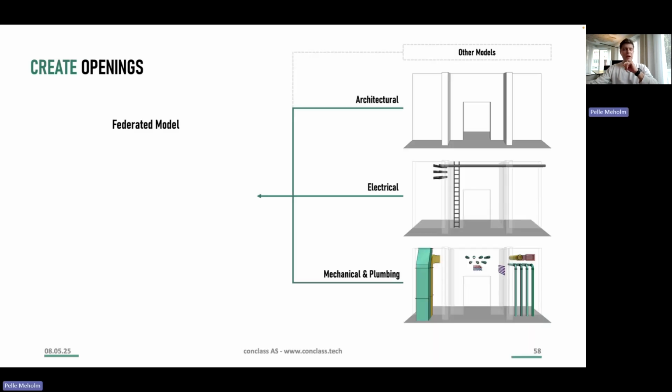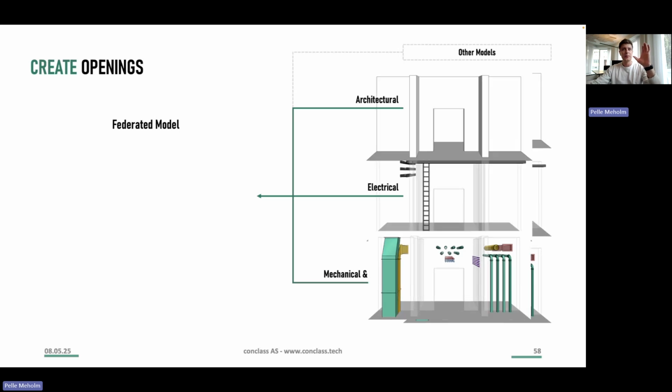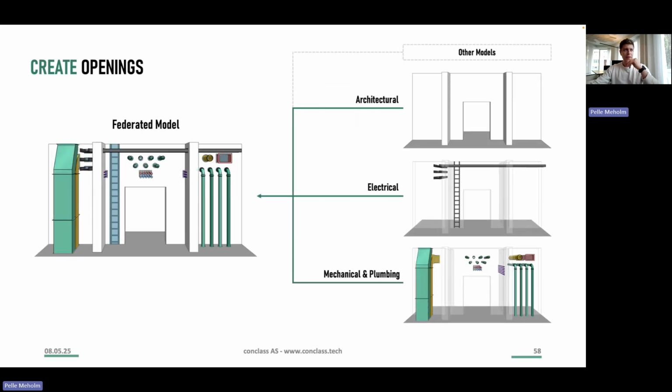So here we have a short example. You have multiple different discipline models, for example, the architecture model, electrical model, plumbing, HVAC model, and structural model. You can have multiple electrical or plumbing models, or multiple different models. What you have to do then is to create one federated model. And based on the federated model, you can define your requirements, run the clash detection, and create openings.